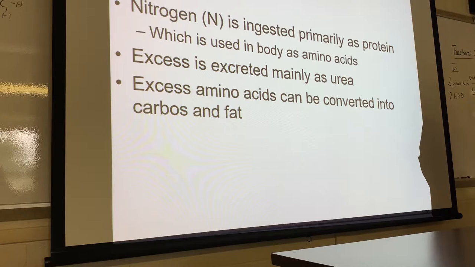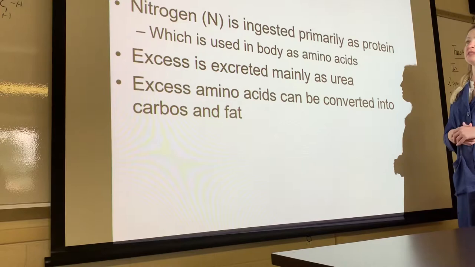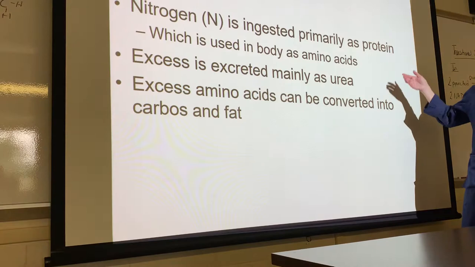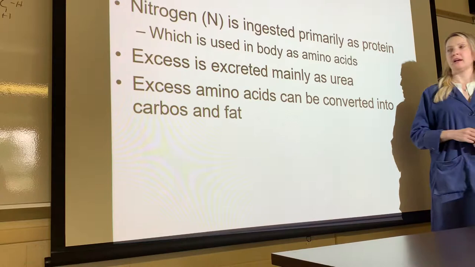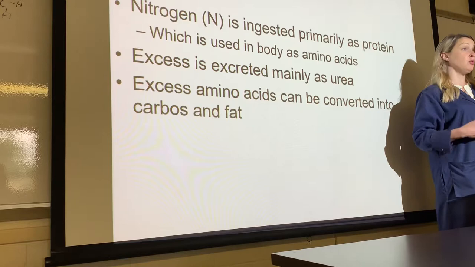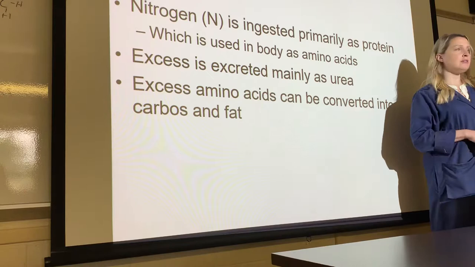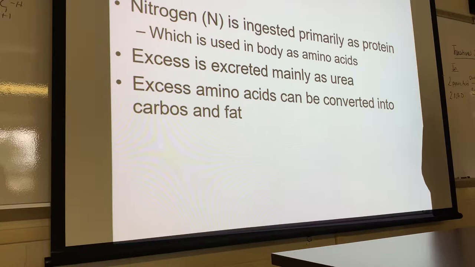Nitrogen, which we know is a part of proteins because it's found in amino acids, which of course are the building blocks of proteins, can make the blood more acidic. Excess nitrogen is excreted as urea. And this can be excreted sometimes through your sweat or through urine, which is pretty common. Excess amino acids can be converted, surprisingly, to carbohydrates and fats. These pathways are very interchangeable, as we saw with gluconeogenesis, with the lactic acid converting back to glucose and so forth.